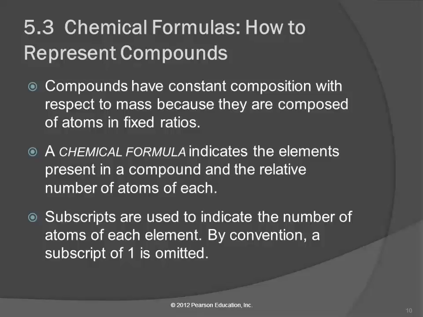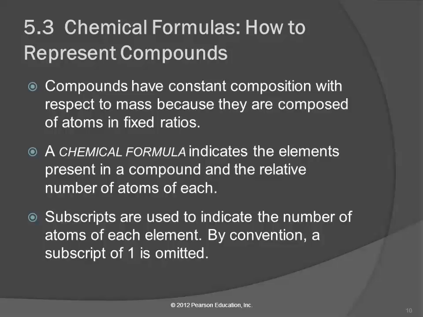Chemical formulas. We're going to learn how to write chemical formulas today. Chemical formulas are basically a shorthand to describe the composition of a compound. So it indicates which elements are present in the compound and the relative numbers of atoms of each element. So there is a mass ratio of elements, but in the formula we're actually concerned with the particles. How many atoms of oxygen, how many atoms of hydrogen.